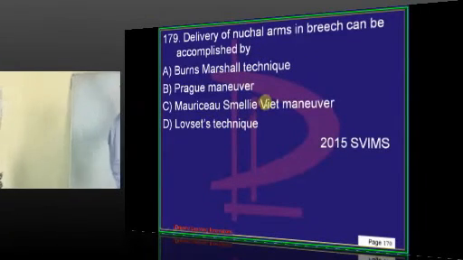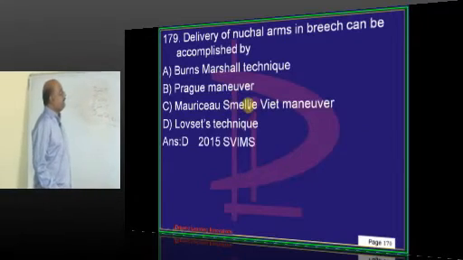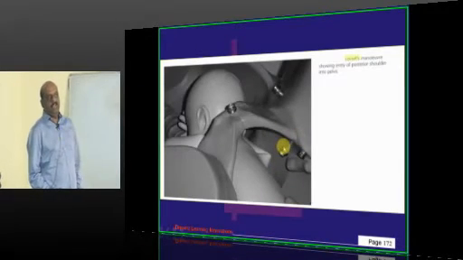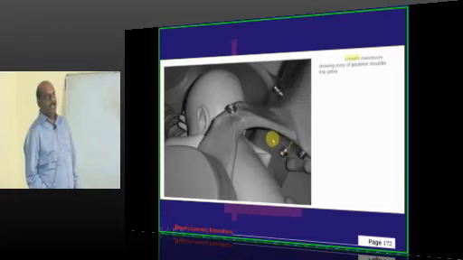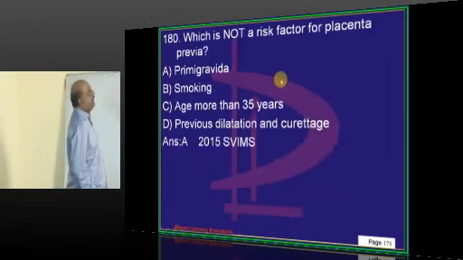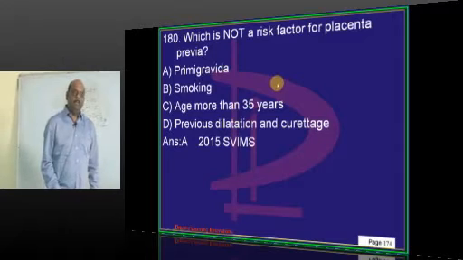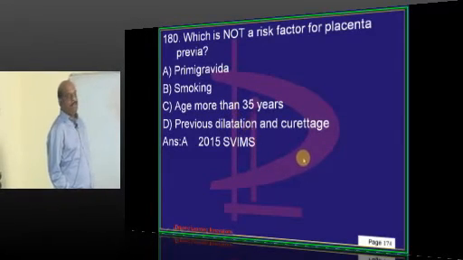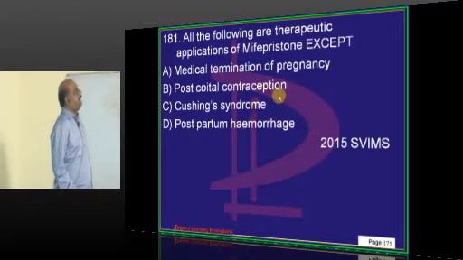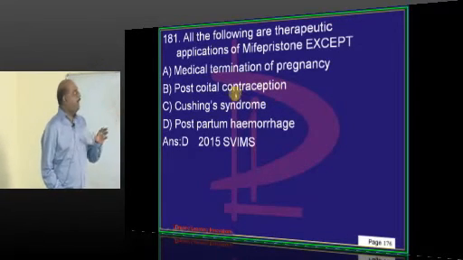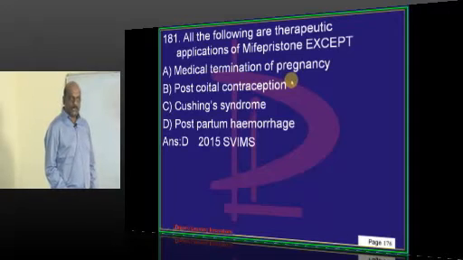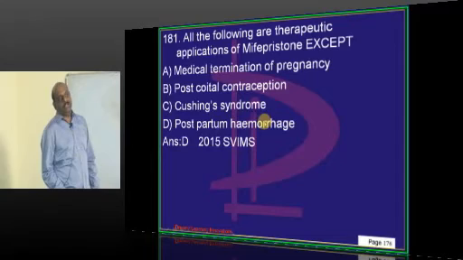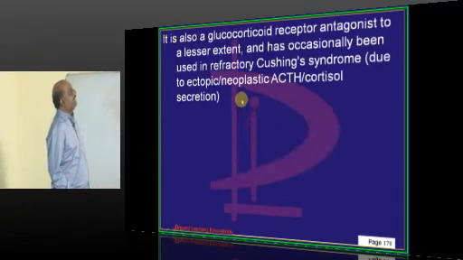Delivery of the nuchal arms in the breech is accomplished by the Lovesett maneuver. Other maneuvers include Mauriceau-Smellie-Veit, Roberts, and the corkscrew maneuver, which is not a risk factor for previa. Smoking, age more than 35, and previous curettage are risk factors. Mifepristone is not only used for medical termination, as a postcoital contraceptive or as an interceptive, but also in Cushing syndrome, which is what we basically have to remember.